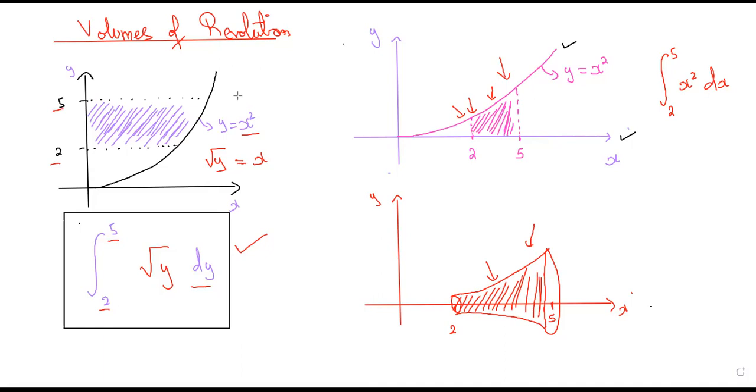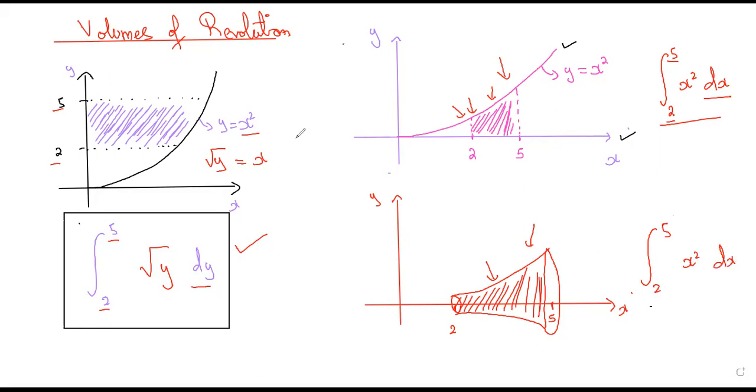So yes, we were talking about volumes of revolution. Now we know how to find the area of the shaded region. For finding it, we need to integrate with respect to x, and the limits are 2 and 5. How exactly are we going to find the volume? That is also going to be through integration. You need to write down the same integral the way we have written initially, from 2 to 5, x squared dx.